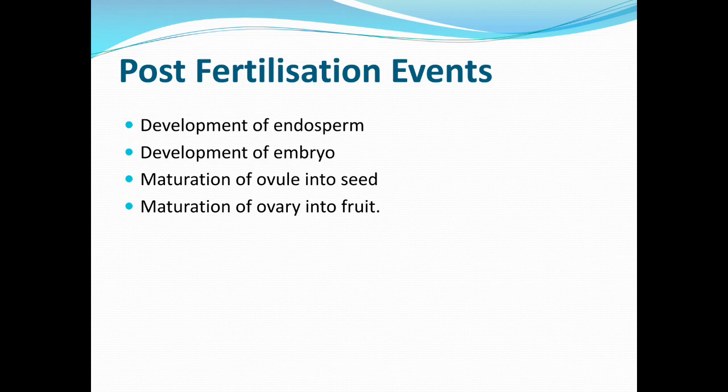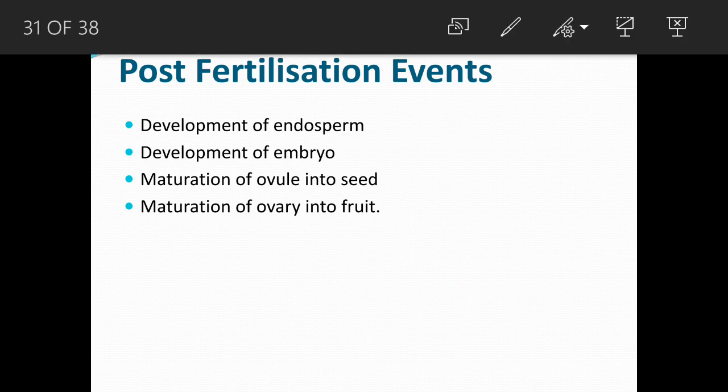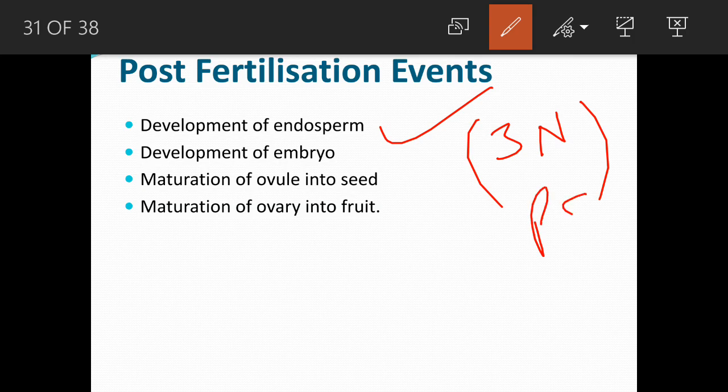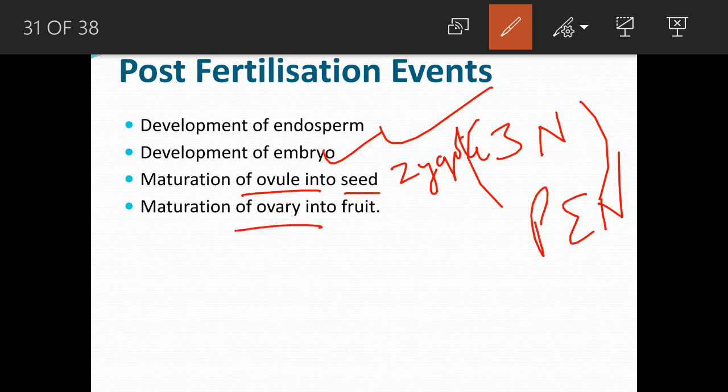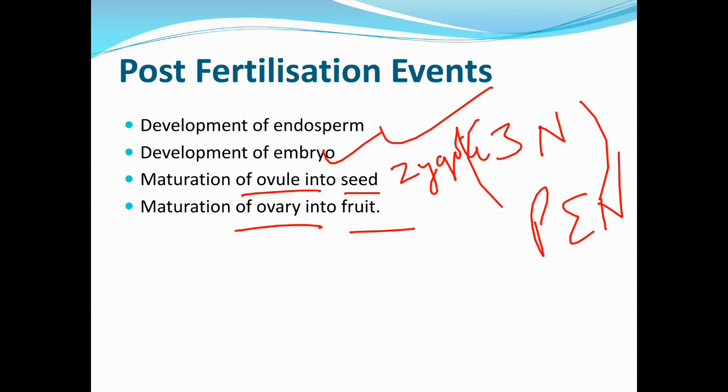Now, after the double fertilization, there are post-fertilization events. That is the development of endosperm from the polar nuclei. Then there is the development of the embryo from the zygote. Then maturation of the ovule into the seed, maturation of the ovary into the fruit. These are the post-fertilization events.